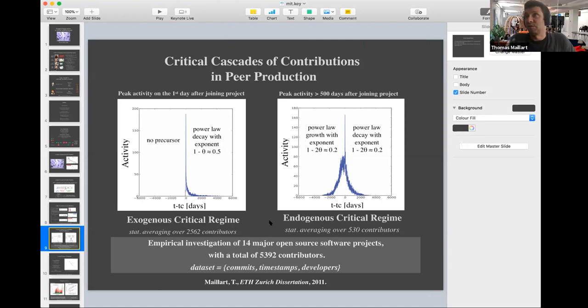Theta is not the exponent of the power law. It's the coefficient that actually determines the nature of the power law distribution. So the exponent would be mu equal 1 minus theta, or 1 plus theta.